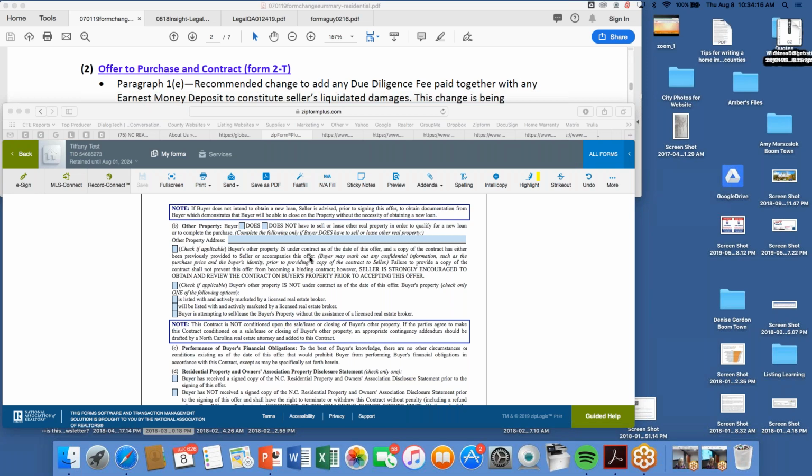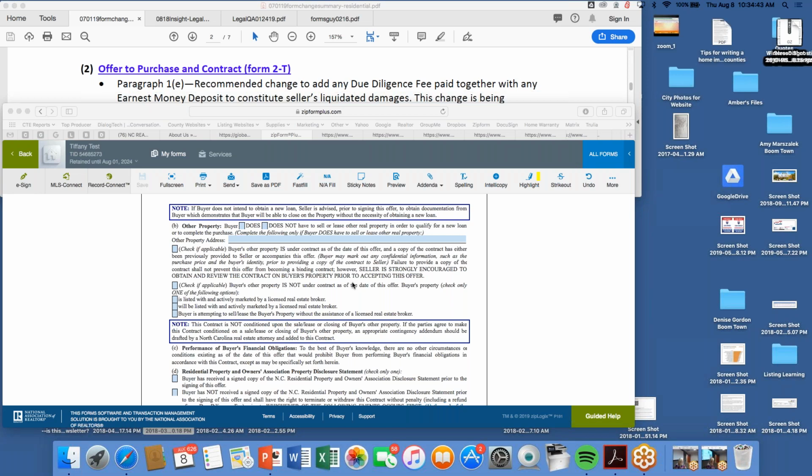So as we look, it says buyer's other property is under contract as of the date of this offer, and a copy of the contract has either been previously provided to seller or accompanies this offer. Then it says in italics, buyer may mark out any confidential information such as purchase price and the buyer's identity prior to providing a copy of the contract to seller. Failure to provide a copy of the contract shall not prevent this offer from becoming a binding contract.